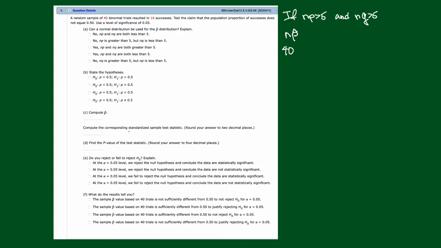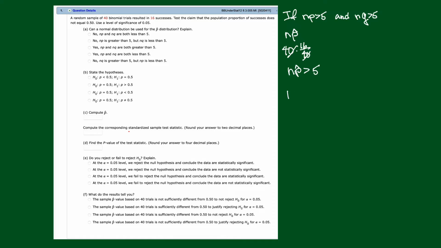n is 40 and p hat is 16 over 40. The 40s are going to cancel, and I end up with 16, which is greater than 5, right? So this is 16, so np is greater than 5. Now, we need q.